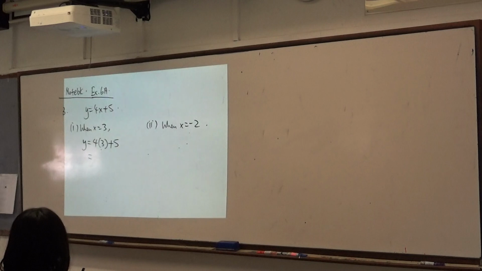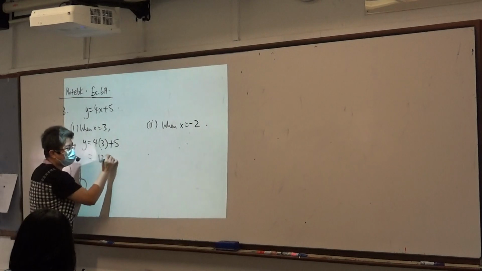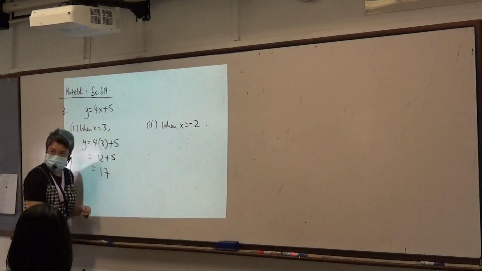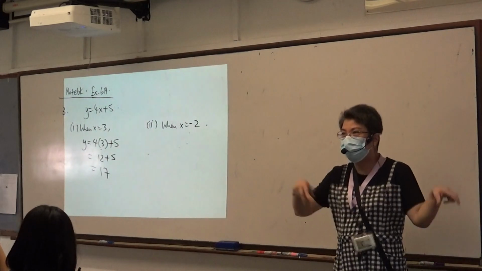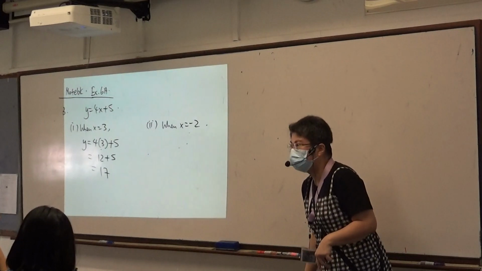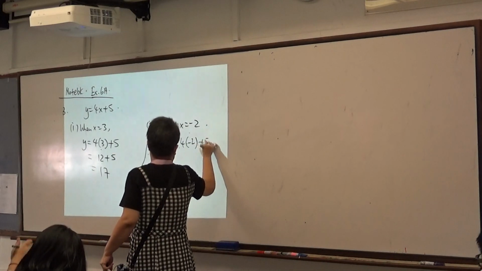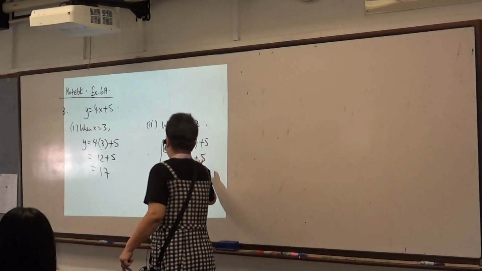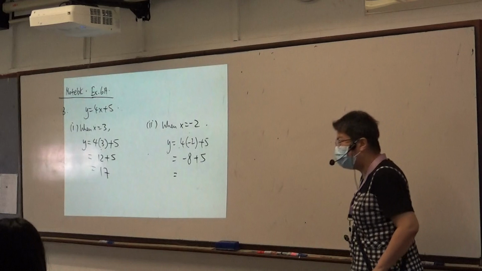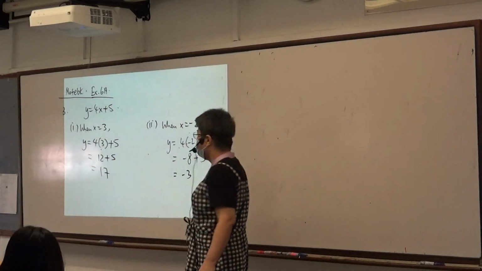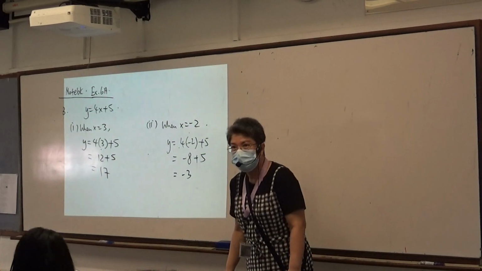What's this answer? 4 times 3 is what? 12. 12 plus 5 is what? 17. Understand? That means if you put into this machine, if you put 3 in, what number will fly out? 17 will fly out. Understand? What if I put in negative 2? It should be negative 8 plus 5, right? What is negative 8 plus 5? Negative 3. So that's how you calculate what will fly out of the machine. Do you understand? Can or cannot?